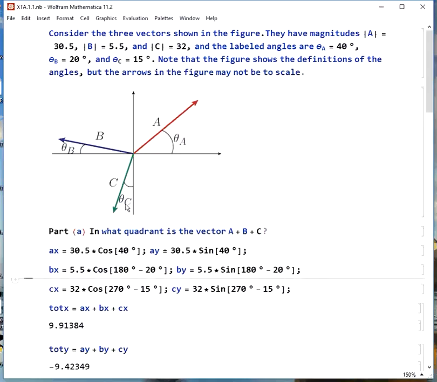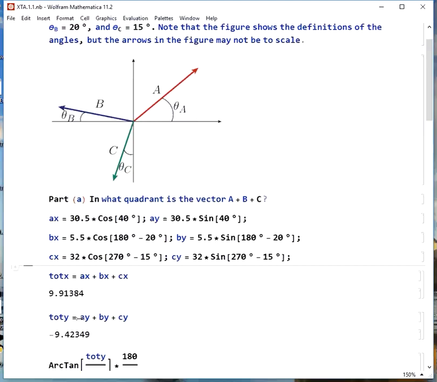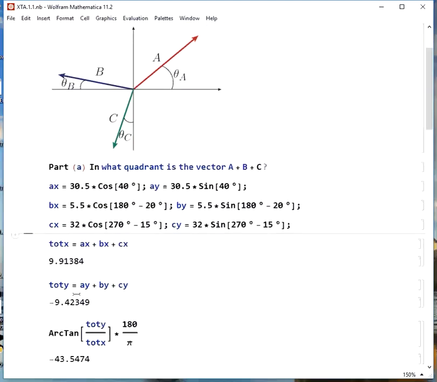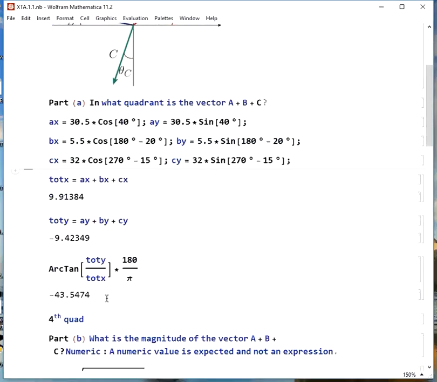For theta c, the x and y would swap if we just used 15 degrees, but again, we're going to measure from the positive x-axis, and that would give us 270 minus 15 for that angle, and the x component is cosine, and the y component is sine. If we add up all the x components, we get 9.9 units. Add up all the y components, we get negative 9.4.